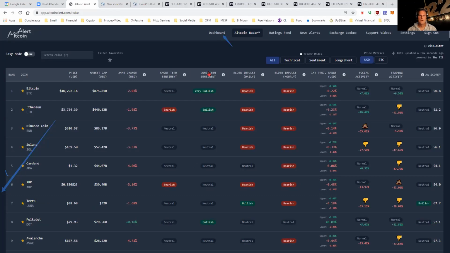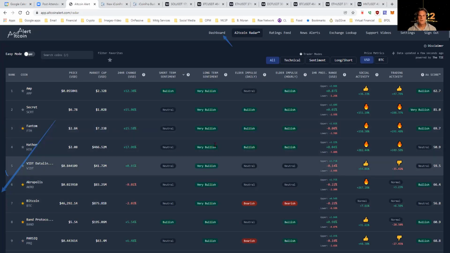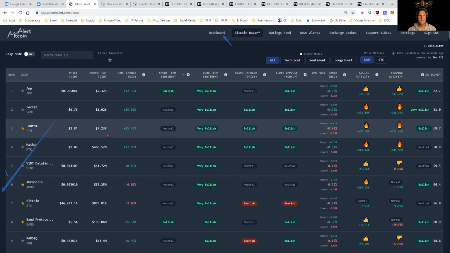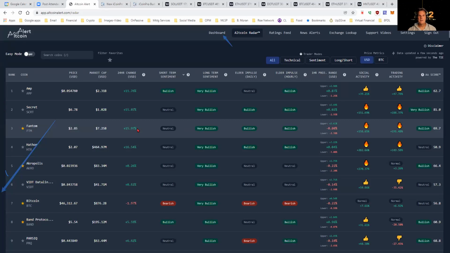And then I'm looking for one other confirmation too. It's really nice if you can get a scenario like this one. On Phantom, we've got very bullish on the long-term sentiment and bullish on the Elder Impulse Daily. So we've got the word on the street, the sentiment stuff, Twitter feels good about this token, and then the technicals do as well. So we like that. I'm less concerned about the AA score, but this one's still bullish. We're up 16% already, might be played out. That's probably one of the few negatives, but otherwise Phantom looks really good right now. So let's give it a look.